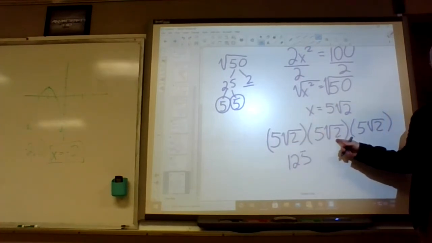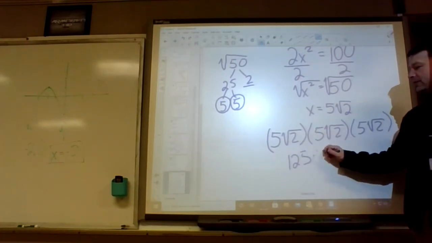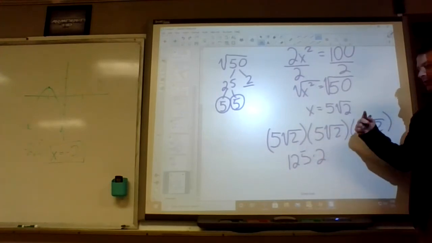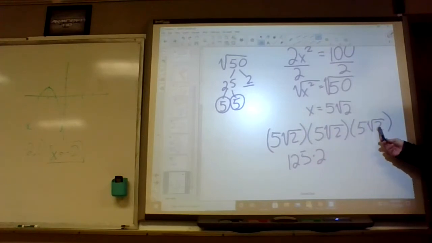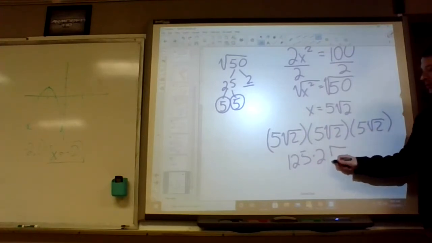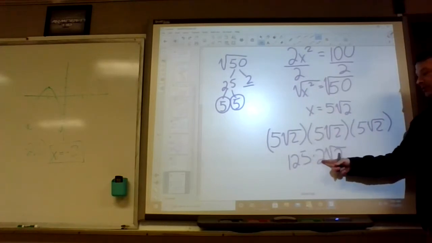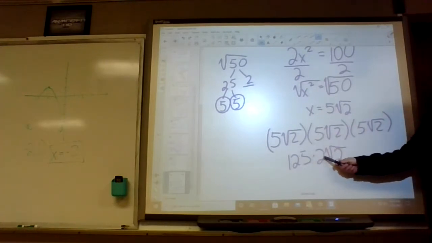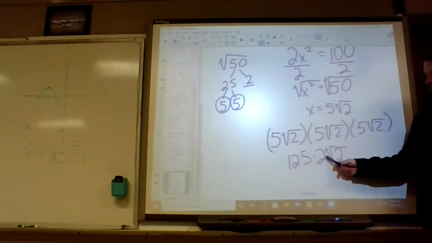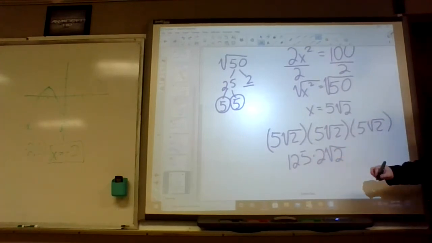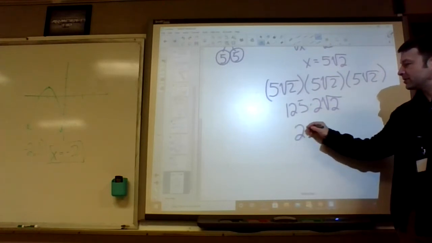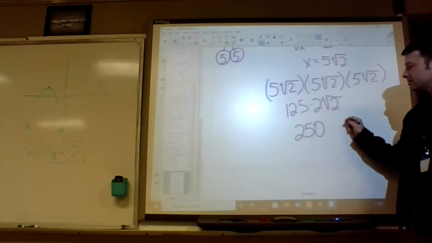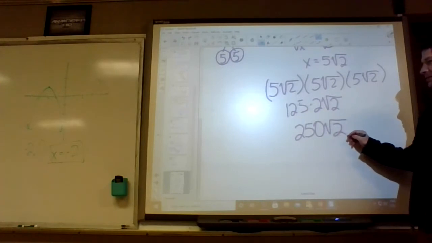Square root of 4, which is 2. Whenever you take a square root times itself, it just becomes a normal 2. Times another square root of 2, those don't mix. It turns into a weird decimal, so we just leave it alone. 125 times 2 is 250.